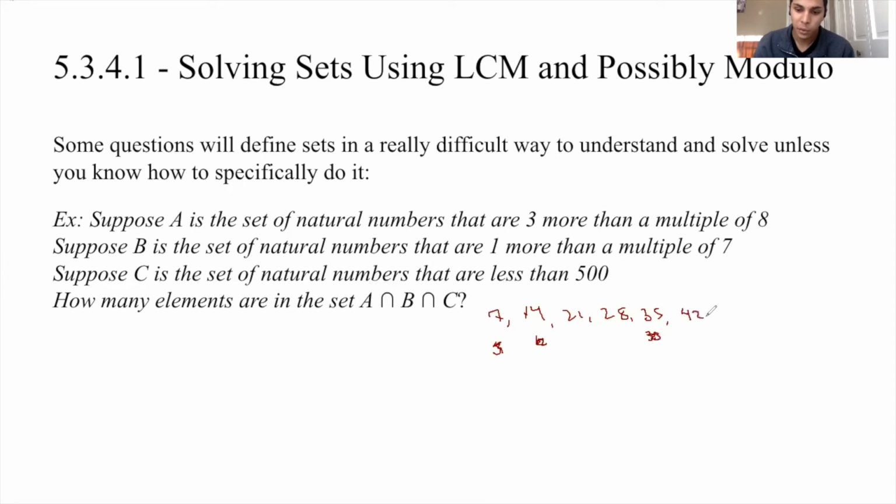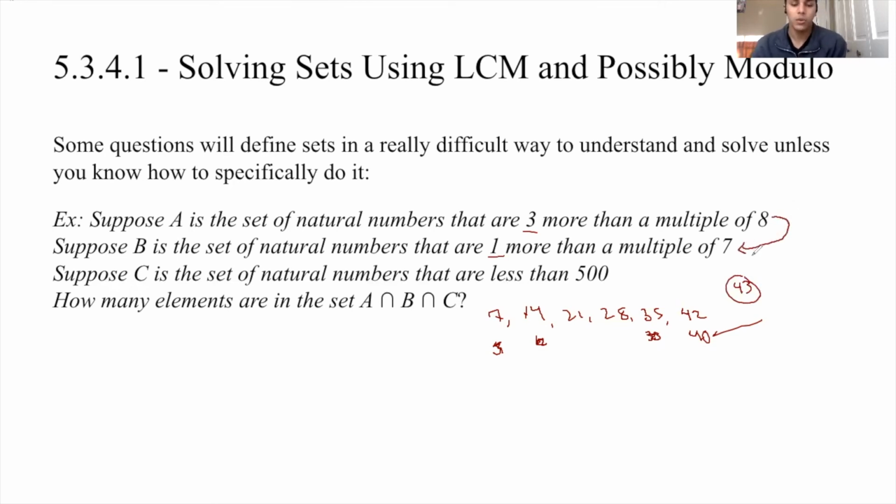So you'll get to 42 and say, 2 less than 42 is 40, and aha, that is a multiple of 8. Which means that 40 is your multiple of 8, 42 is your multiple of 7, and the number that's 3 more than the first one and 1 more than the second one is 43. So 43 is going to be your first number that's in both of these sets.